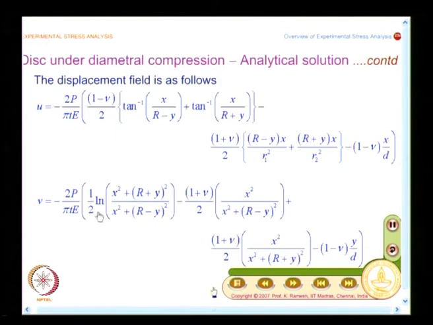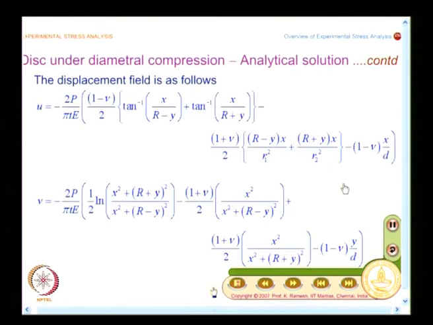You have a term with natural logarithm x squared plus r plus y whole squared divided by x squared plus r minus y whole squared, and the expression goes like this. And obviously, it is very difficult to visualize what could be the nature of the displacement field by looking at this equation. If you have to plot, you have to go to a computer software, plug in these equations, have a plotting software to cull out the numbers, collect them and then draw the contour.